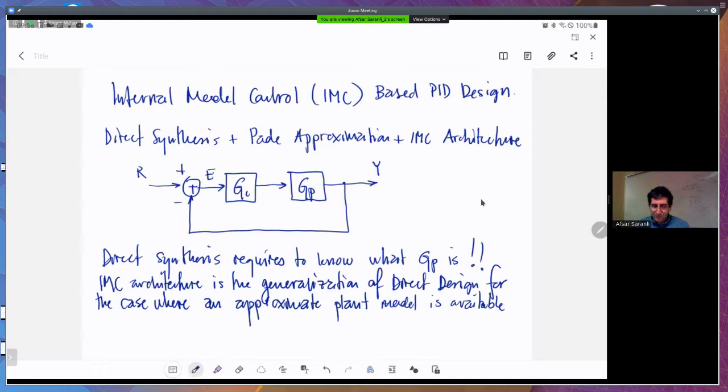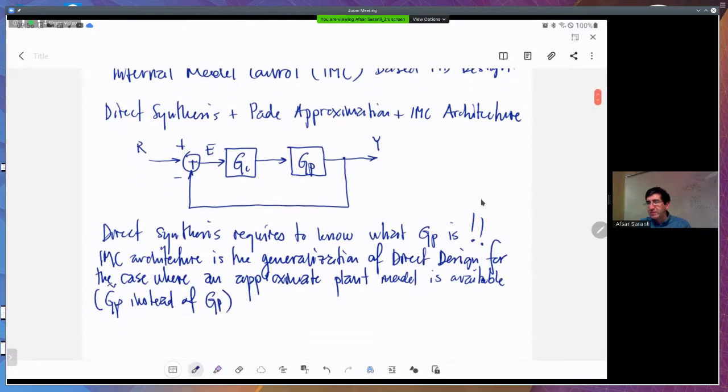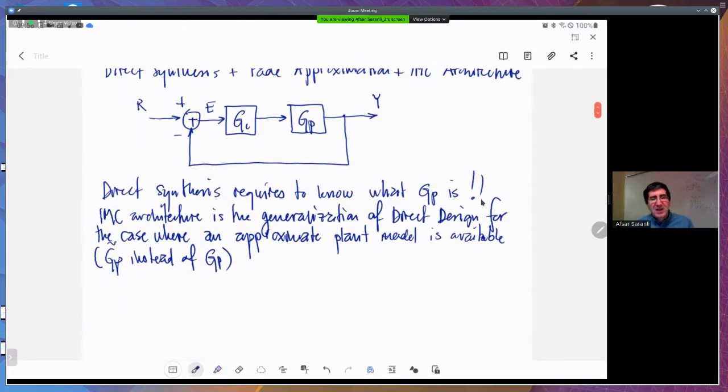Let's call this GP tilde instead of GP. In this architecture, we will make the distinction between GP, which is the ideal plant model, and GP tilde. You can assume GP is the actual plant. In fact, none of the models are actually the plant, but you can assume that there is a hypothetical ideal plant model GP, but you don't have that. You have GP tilde instead.